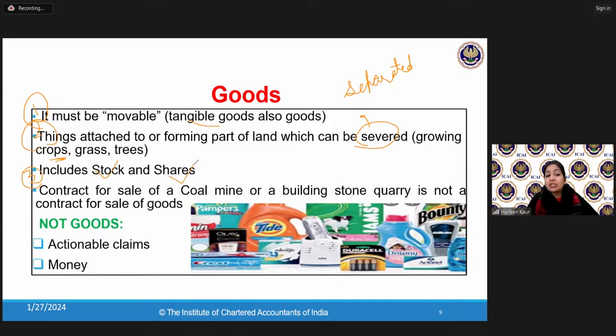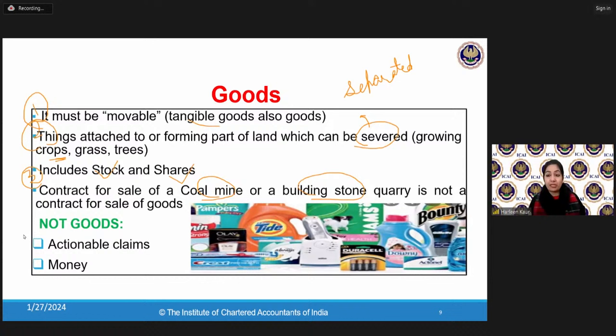That is also goods. Contract for the sale of coal mine or building stone quarry is not a contract of sale. Why is it not a contract of sale? My students know now, ma'am, because it is immovable property. A coal mine is where coal is being produced, the whole mine, the site where all this work is going on. If you sell that site, it is immovable property. A building stone quarry means a place where stones are carved for construction purposes. Big stones come there and are made ready for construction work. So all those huge buildings and construction sites are immovable properties. They are not part of sale.